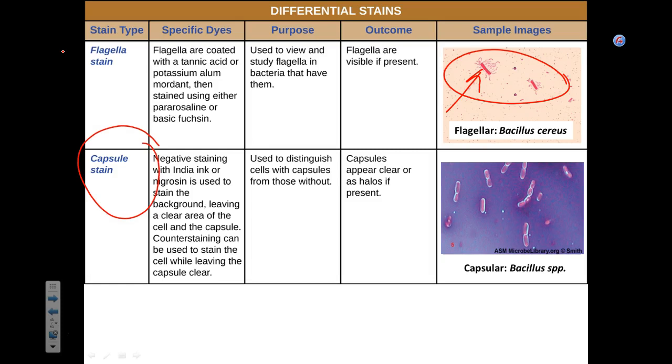And finally, capsule stain. That is super clinically important because it allows us to identify capsules that form this extra protective layer around the bacterial cell, protecting them from phagocytosis. And if we're dealing with some microorganism and we stain it using capsular stain and we see that it has a capsule, we can expect it to be more virulent. Am I clear? Do you understand why it's clinically important?